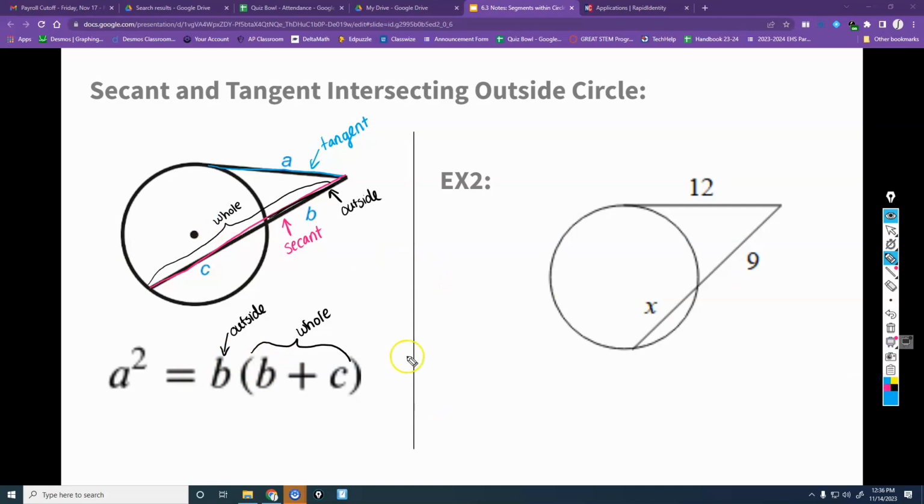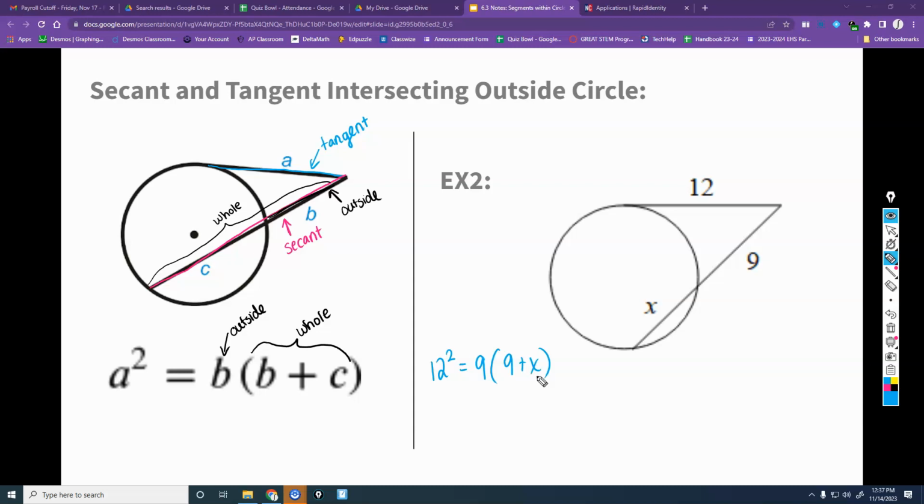Okay, so let's look at setting this up. Which one of these would be my tangent? The 12 or the 9 and the x one? The 12. That's my tangent, right? So I'm going to say 12 squared is going to equal, and then I need the outside piece. What's my outside piece? 9, because this piece right here is on the outside of the circle, times the whole line. What would the whole line be? 9 plus x.